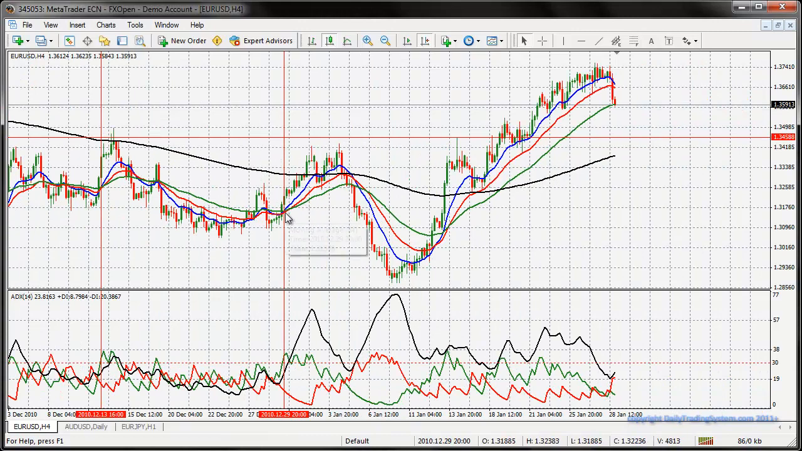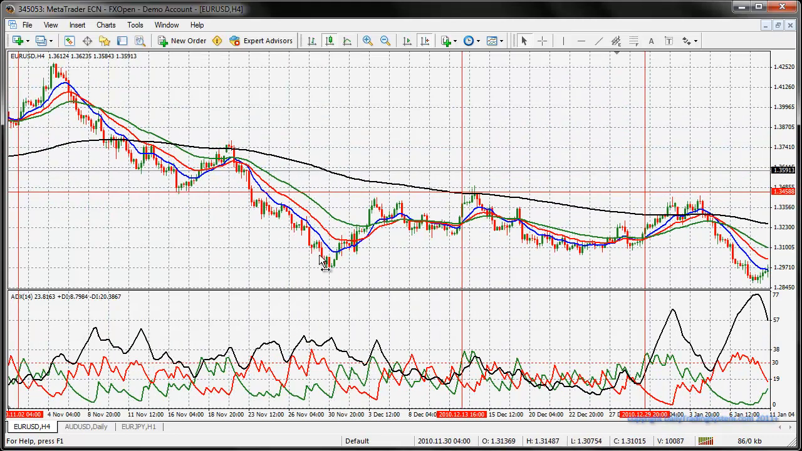Alright, so when you see these cross over each other, you want to try and make sure that the positive directional index is also above the 30. This will ensure us a little bit more room to get as much as we can out of it. Alright, that's just one method.